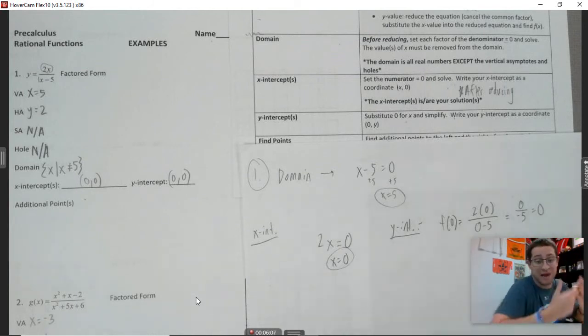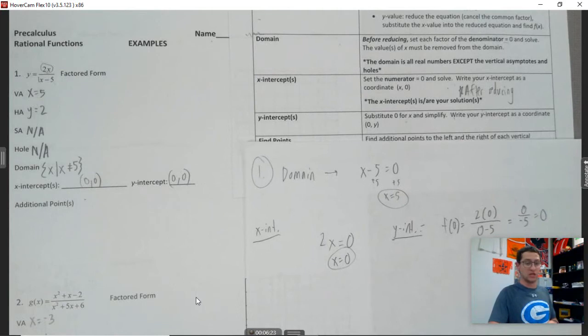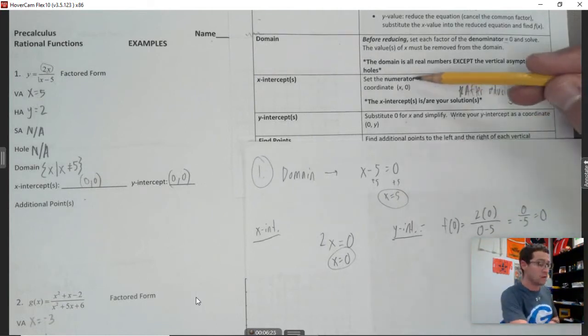because it doesn't matter what the denominator is. If the numerator is 0, it could be 0 over 10, which is still the entire thing, 0. Or it could be 0 over 105. Well, I don't care what's on the bottom; it's still 0. So that's why we focus only on the numerator for the x-intercepts.